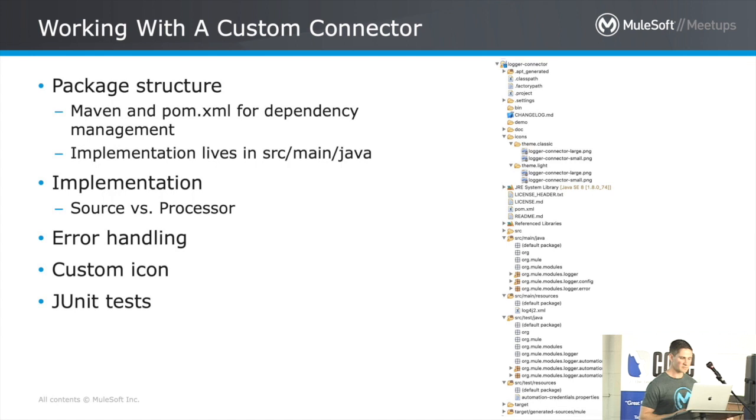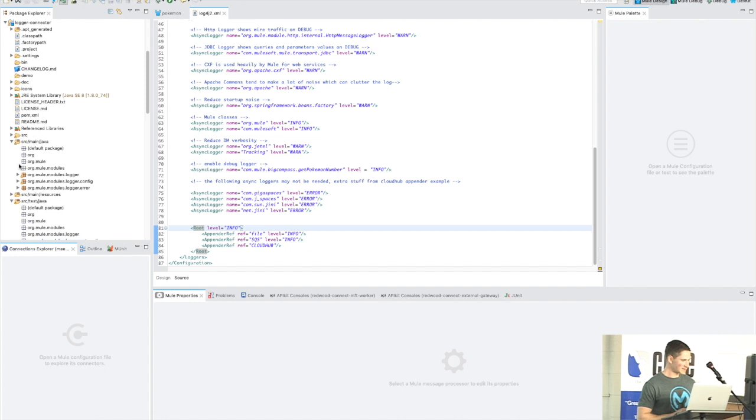We've just created a processor here to mimic the logger. You're going to have error handling there, which we're going to go over. You can generate a custom icon, and then you can have your JUnit tests to be able to test locally without having to use it in a flow, which is really, really nice. So let's look at that package structure really quick, and I'll go over this custom connector.